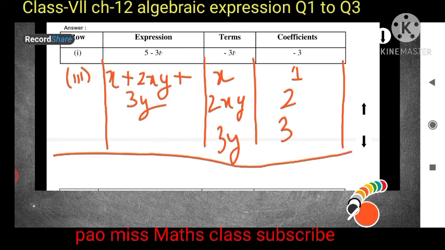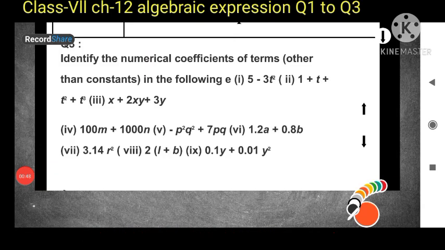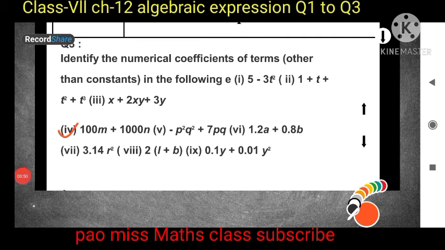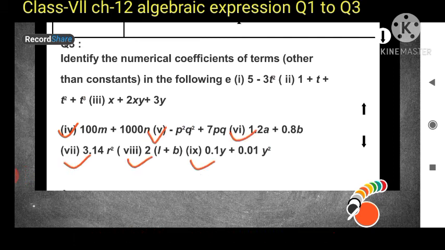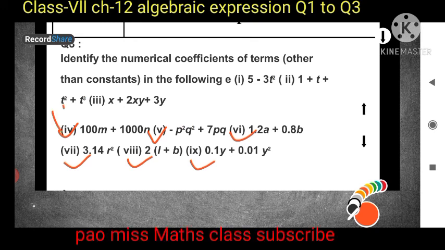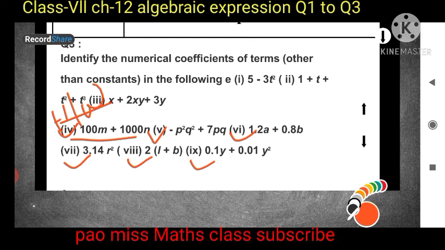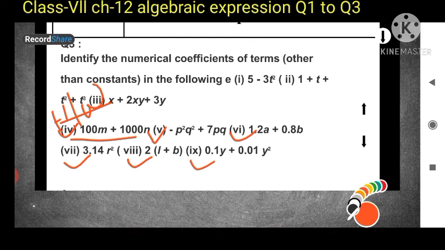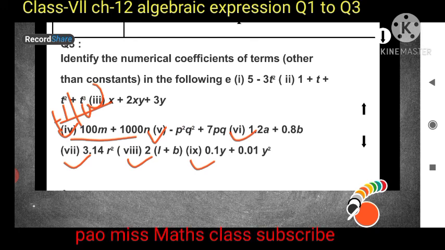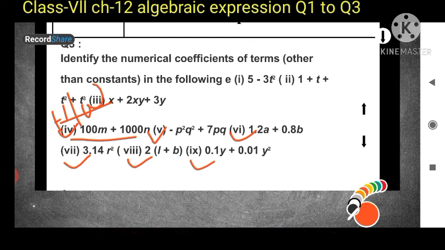Now the remaining questions are your homework. Okay, I will show you which are the remaining. So question number 4, 5, 6, 7, 8 and 9. Okay, these are your homework. Just add all this in the table. So for this, what you have to write? 100m plus 1000n, isn't it? So what will be the coefficient? The coefficient of m will be 100 and the coefficient of n will be 1000. So in this way you will tabulate them separately.